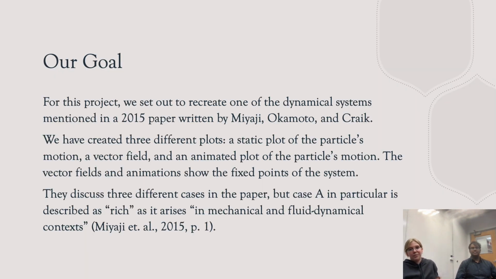So to start, I will introduce what our goal was for this project. We set out to recreate one of the dynamical systems mentioned in a 2015 paper written by Miyagi, Okamoto, and Craik, and we've created three different plots: a static plot of the particle's motion, vector fields, as well as an animated plot of the particle's motion. The vector fields and animations will show the fixed points of the system. In this paper, they discuss three different cases, but case A in particular is what we're focusing on, because they describe it as rich, as it arises in mechanical and fluid dynamical contexts.